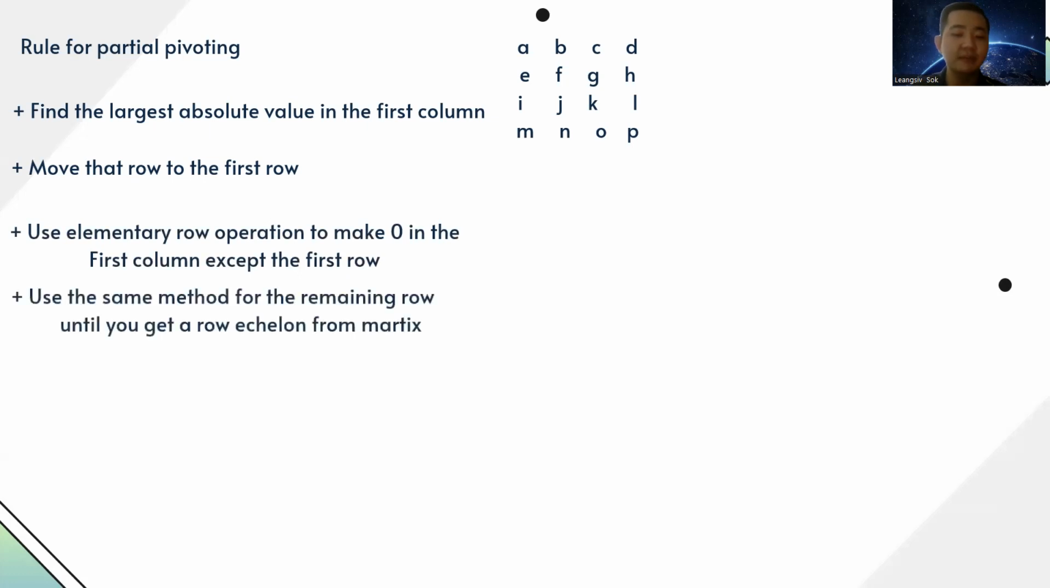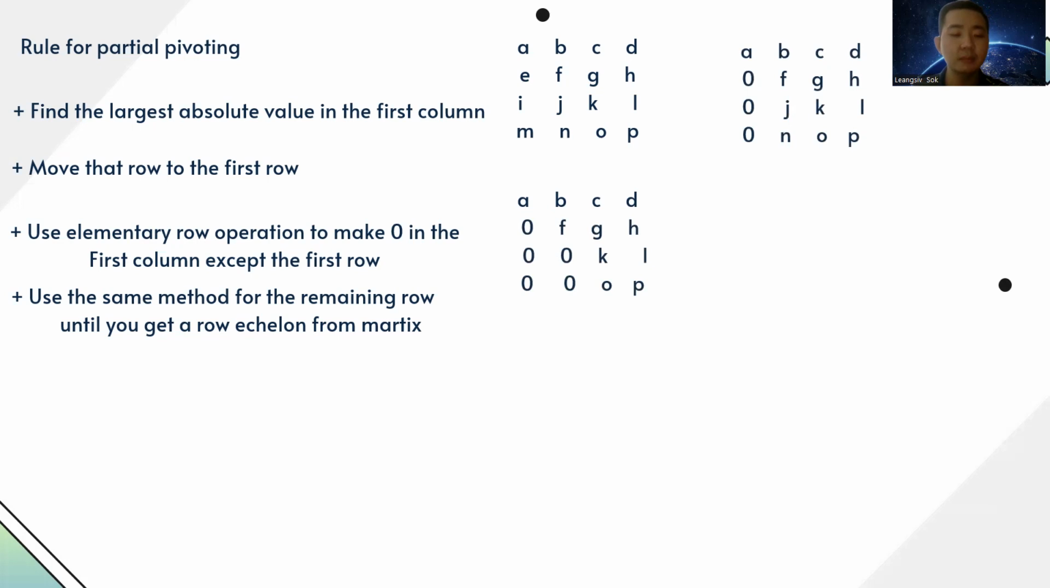Use the same method for the remaining. Do this until you get a row echelon form, meaning that we can see that this is another matrix system and we can do the same. For example, F, J, and N, we will find the largest absolute value and move that up and do a row interchange and make a 0 as before.